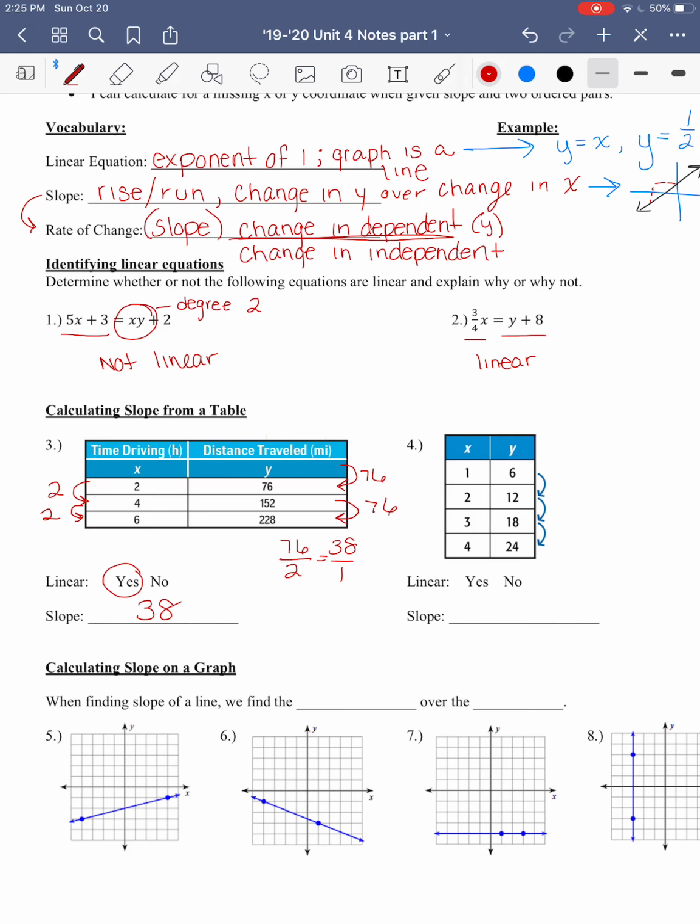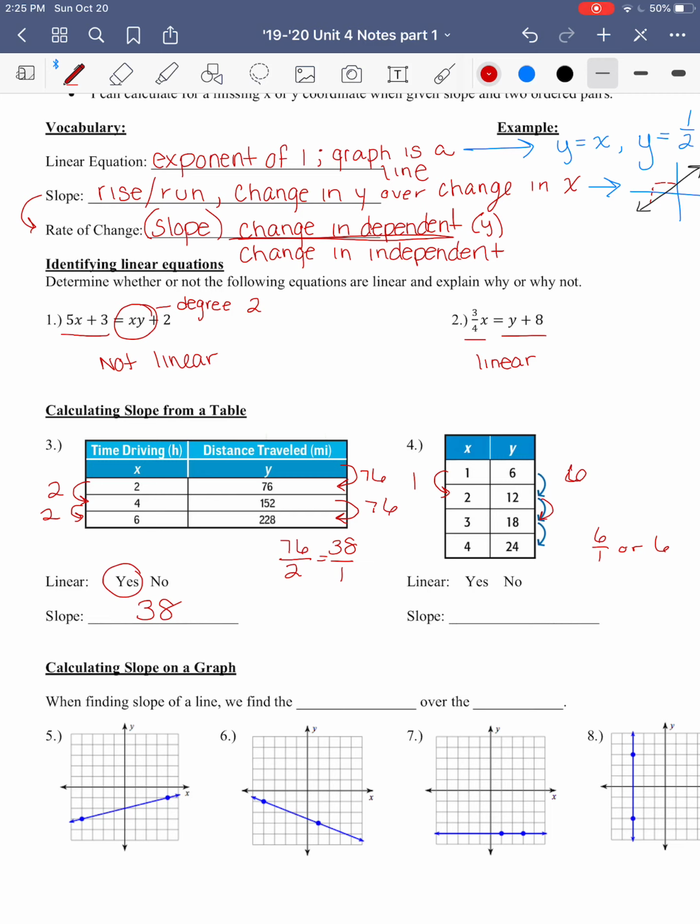So in number 4, I'm going to do the same thing. Find my change in y. So from 6 to 12, we're going up by, I was going to say 4, we're going up by 6. And from 1 to 2, we're going up by 1. So right now my slope is 6 to 1, or we can just say 6.